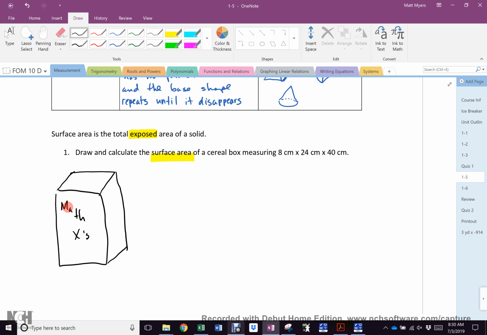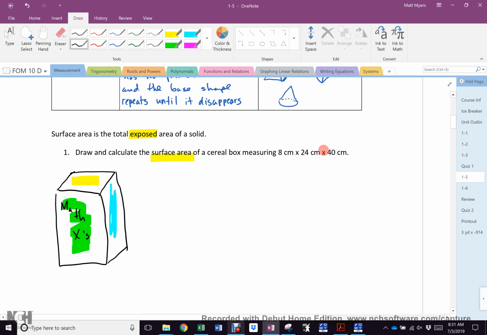Everyone agrees, right? I have the top rectangle, which I will highlight yellow. I have the right rectangle, which I will highlight blue. And I have the front rectangle, which I will highlight green. Everyone agree? If we were only talking about a rectangle, it's 8 by 24 by 40.